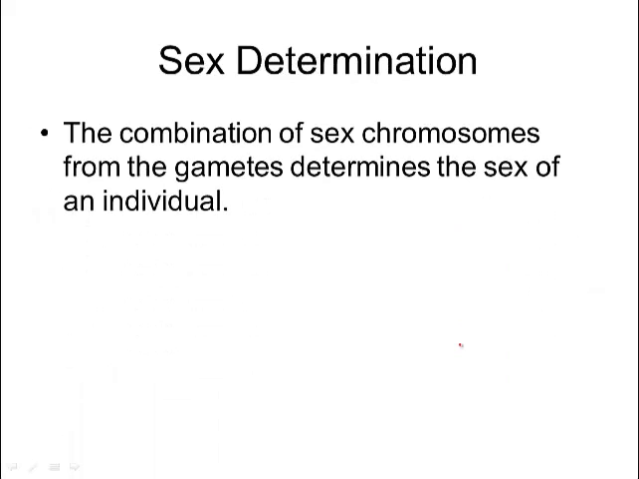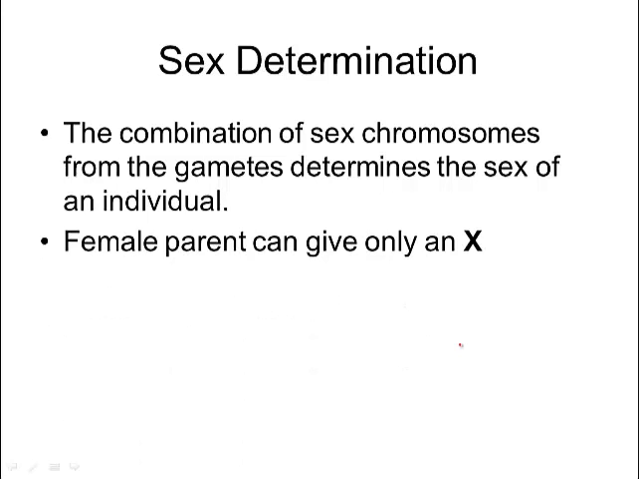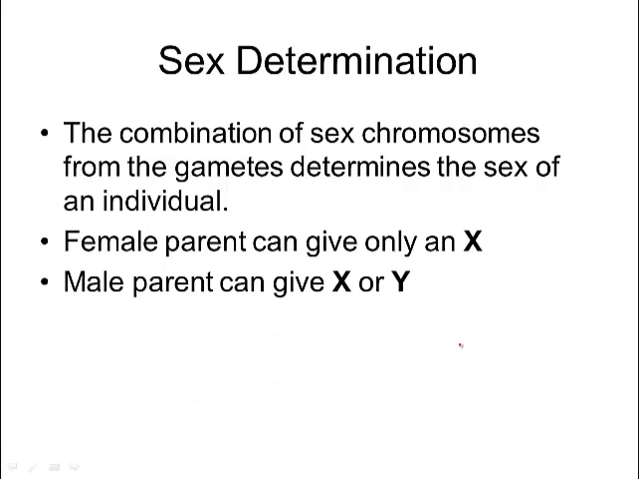All right, so we're going to use chromosomes to determine the sex of an individual. Depending on the combination of the sex chromosomes that are received in the gametes, that will determine the sex of the individual. Now remember, a female can only give an X because females have 2 X's to give. And it is the male parent that can give the X or the Y. So ultimately it is the male parent that is determining whether the offspring is male or female by whether they give a gamete with an X or a gamete with a Y.